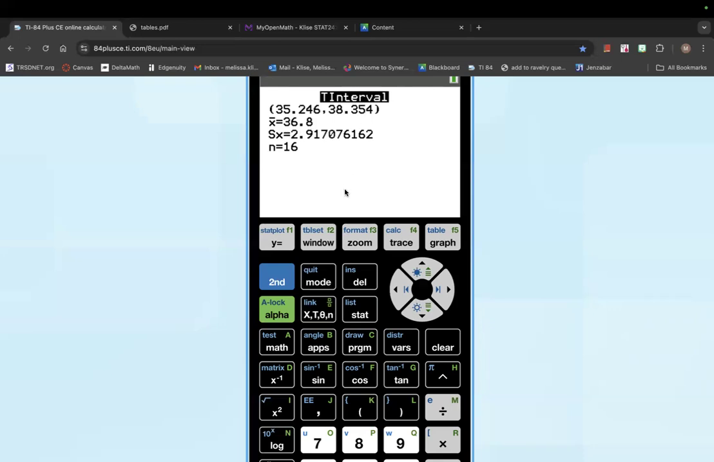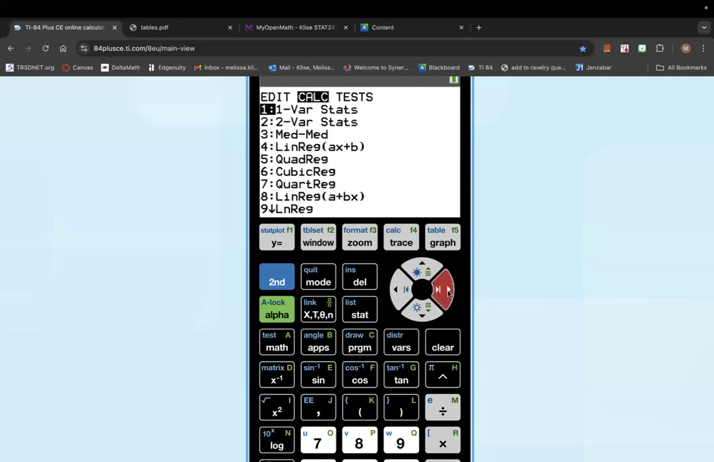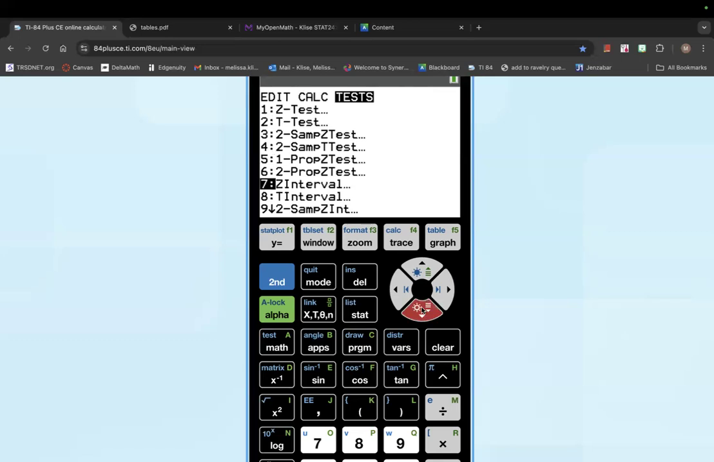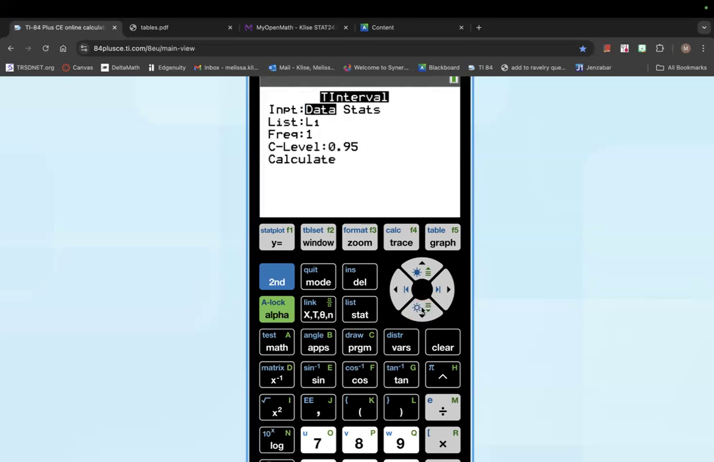So going back, I'm going to jump back to the pennies. I'm going to show you with the other way. So going to tests and go to T interval. I'm going to use the penny data. It gives us 2.464, and then a standard deviation of 0.02. My sample size was 17. My confidence level was 0.99. And it does the exact same thing. We had 2.45 and 2.478. These numbers fit perfectly with what we just had.